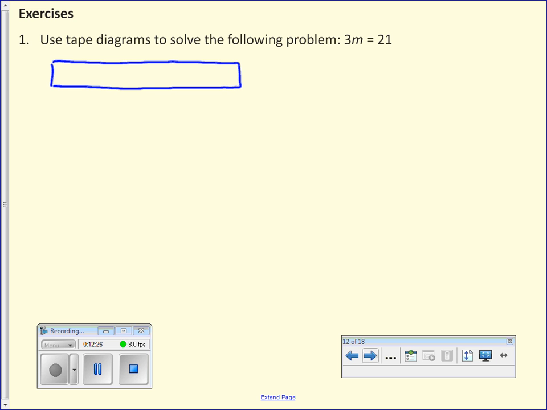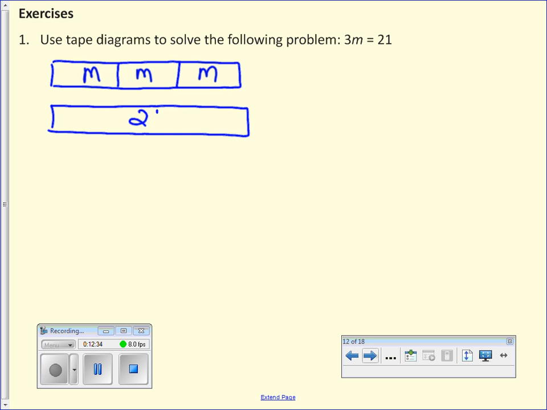I wonder if 3m's are better than m and m. Can you imagine? Oh my goodness. Okay, so 3m's equals 21. Write it down. Gentlemen, come on, please.